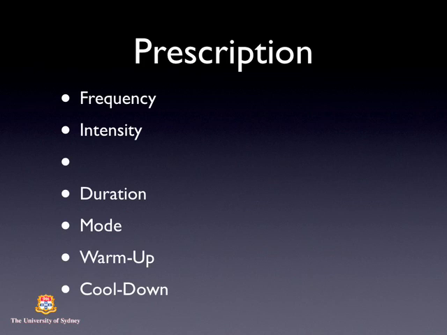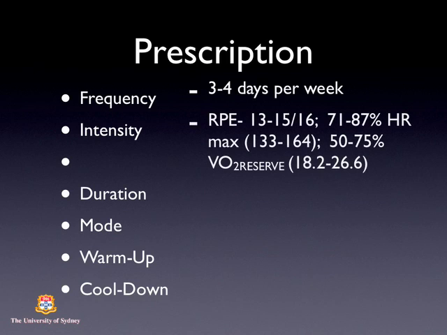Now in this case it's not a single exercise bout, so we need to prescribe a frequency. 3 to 4 days per week is consistent with the guidelines. Intensity, well the RPE is 13 to 15 or 16. Percent of heart rate max is 71 to 87%, which is 133 to 164 beats per minute in John's case.